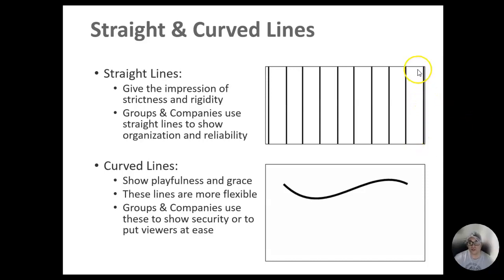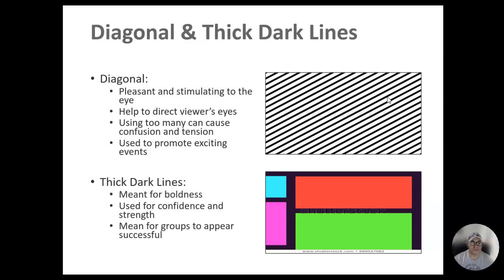And so people look at this and they're like, oh, it's a little bit more curved, so they have a little bit more ease with it. Now there's diagonal lines. They're pleasant and stimulating to the eye. They help direct a viewer's eyes, but like this image right here, if you use too many of them, they can cause confusion and tension and a little stress on the eye. So you've got to be careful how you use diagonal lines, but they're great for pointing out specific areas and also for focusing the eye to where you want them to look.